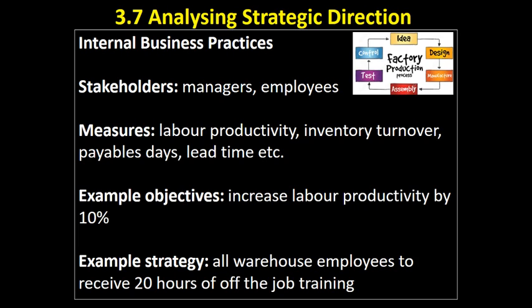In terms of internal business practices, so this is looking inside the business and seeing how effective the business is being managed. Which stakeholders are we looking at? We're looking predominantly at employees and managers. We might consider labour productivity, inventory turnover, payables days, lead time, i.e. the difference between when a customer orders and when that order is delivered. All sorts of measures. This is literally just scratching the surface, the tip of the iceberg. There's so many things that we might look at in terms of this.